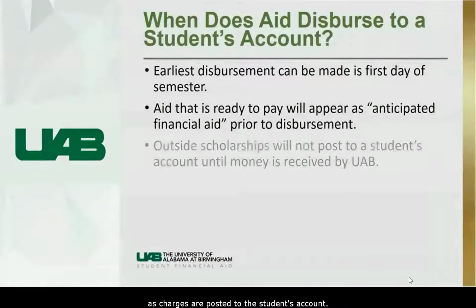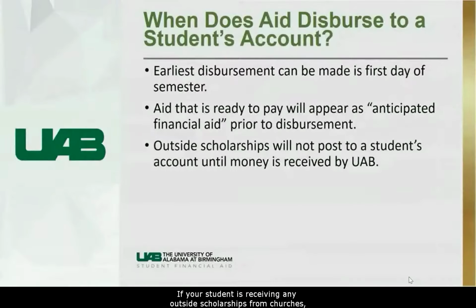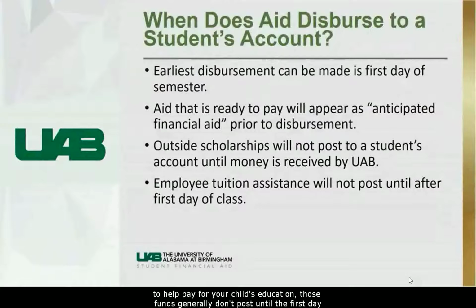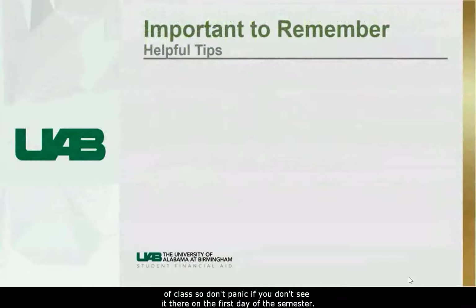If your student is receiving any outside scholarships from churches or civic organizations or anything like that, those are not going to post to the student's account until money is actually received by UAB. Also, if you're an employee of UAB and you receive the employee tuition assistance to help pay for your child's education, those funds generally don't post until after the first day of class. So don't panic if you don't see it there on the first day of the semester.